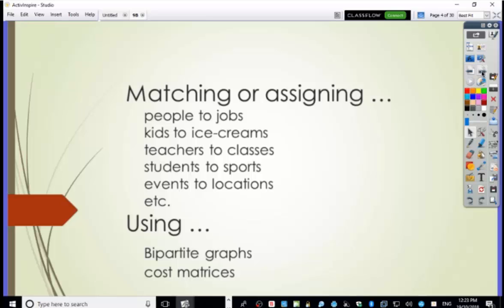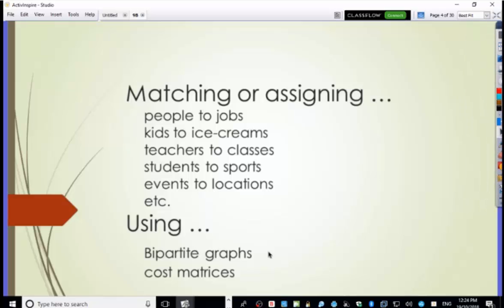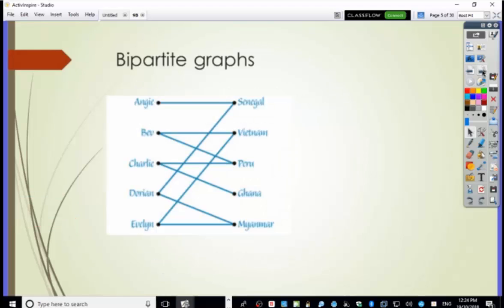Then we introduced what this exercise is really about, which is matching one set of things to another set of things and doing it in the cheapest and most optimum way. So it could be people to jobs, kids to ice creams, assigning teachers to classes. There's some cost involved, and you've got to do it the cheapest way possible. Now, there's two ways of doing this. There's the simple way, which is called bipartite graphs, and we've already looked at those. After that, we'll have our first look at the cost matrices, which is the complicated thing.